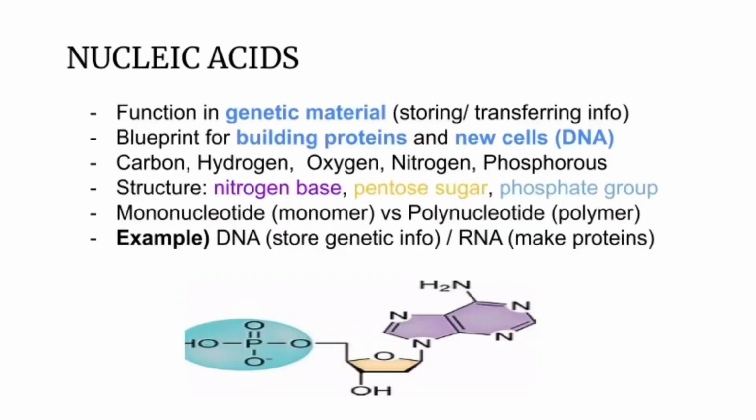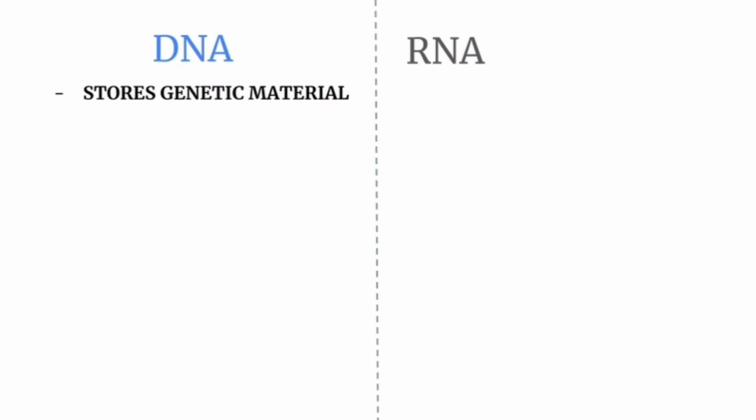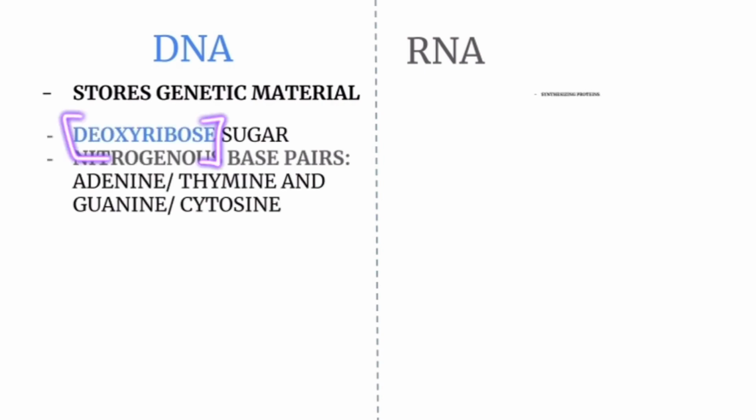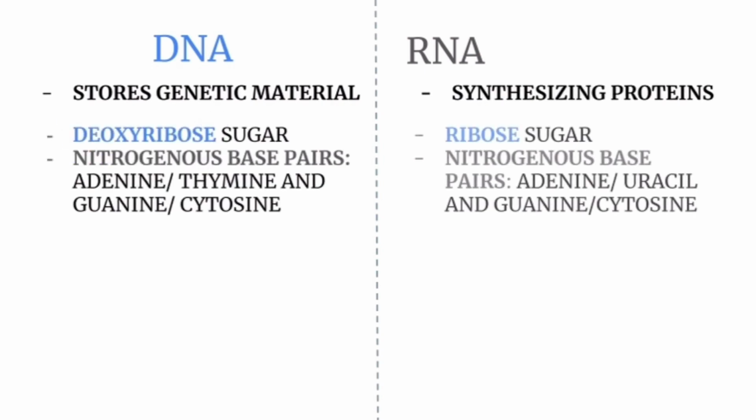We can give thanks to nucleic acids for making us who we are. Nucleic acids function in genetic material, storing and transferring information. They're the blueprint for DNA and making proteins. The monomer form of a nucleic acid is a mononucleotide, and the polymer form is a polynucleotide. 2 examples of nucleic acids are DNA and RNA. DNA works to store genetic material and has the sugar deoxyribose, and RNA works in making proteins and has a ribose sugar.